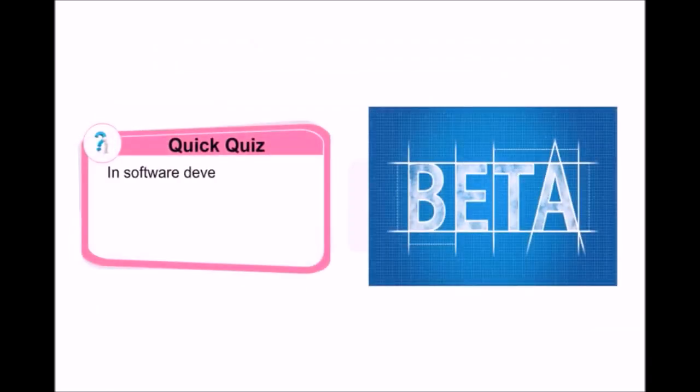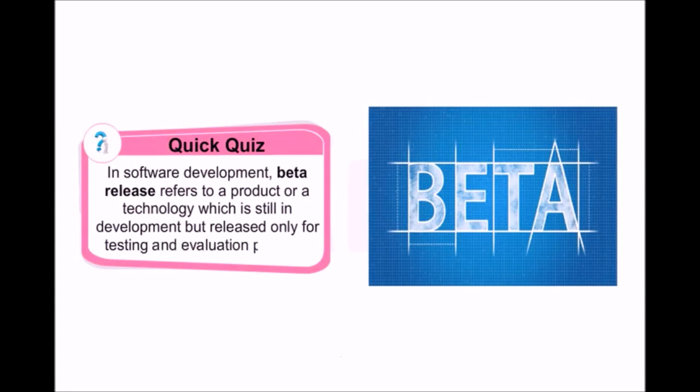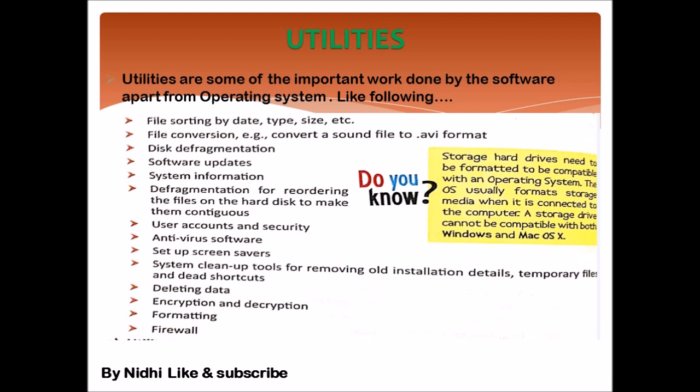Students, in software development, beta release refers to a product or a technology which is still in development but released only for testing and evaluation purpose. Okay, next topic is utilities. Utilities are the programs that support the smooth functioning of a computer.